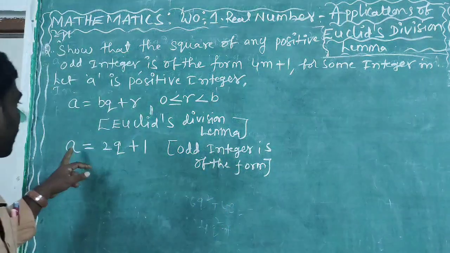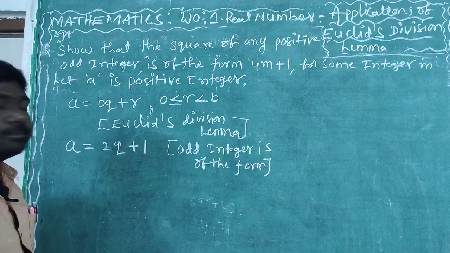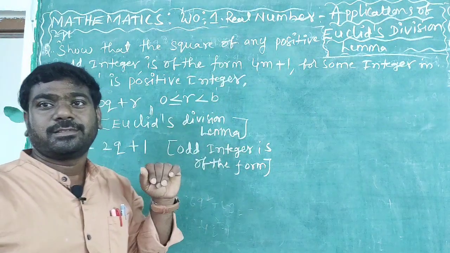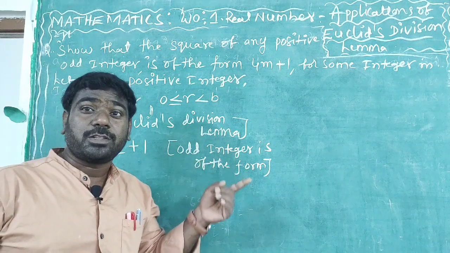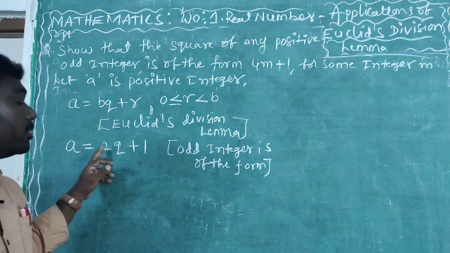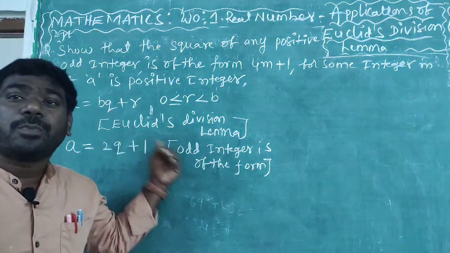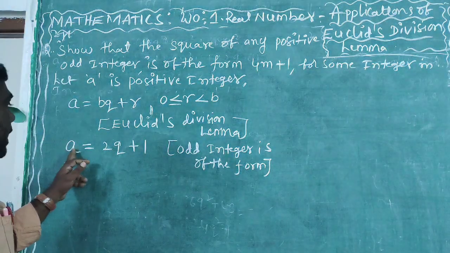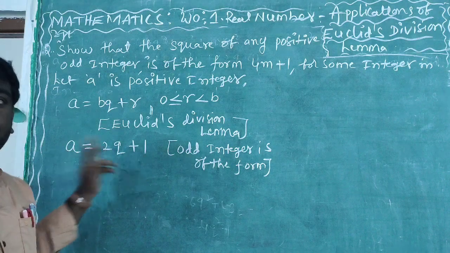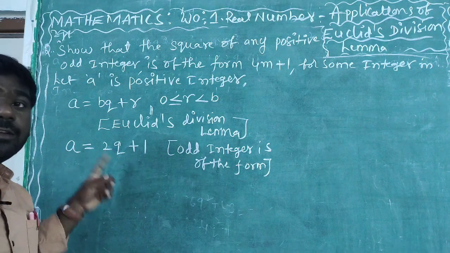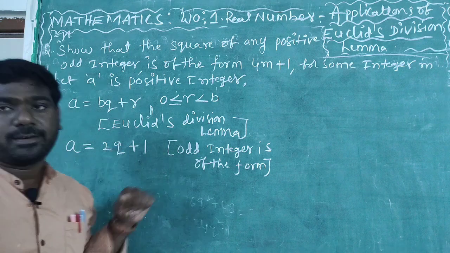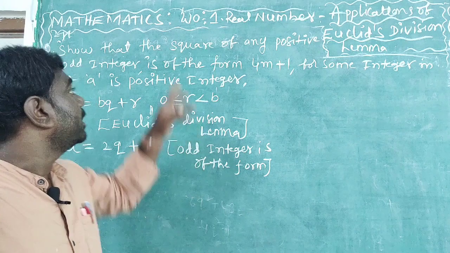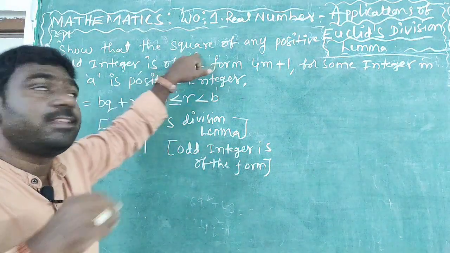Okay, now a is equal to 2q plus 1. So first, a positive integer; now what type of positive integer? That is a is equal to 2q plus 1, only an odd positive integer. A is an odd positive integer because it is in the form of 2q plus 1. Now next, what are we going to find out here? The square. That is the condition here.